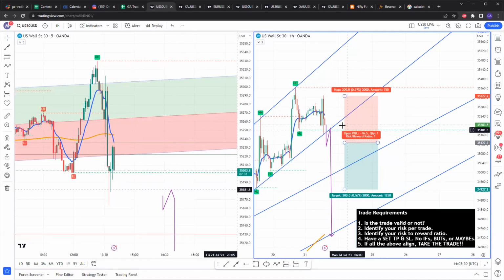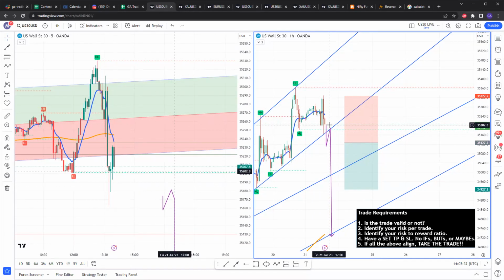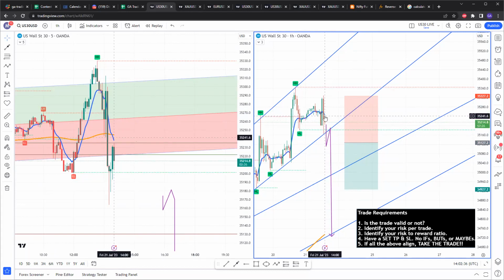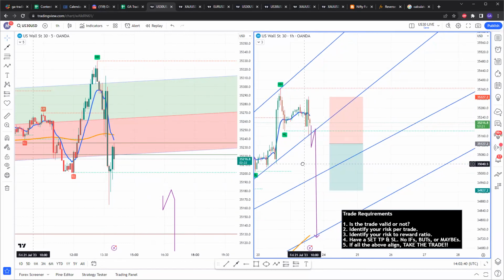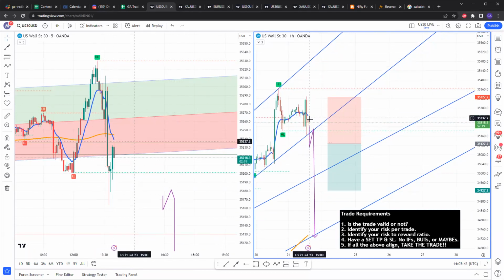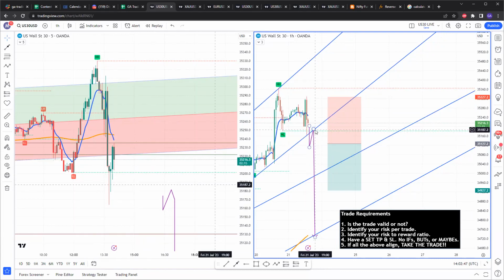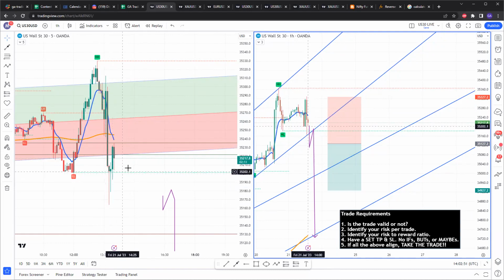So US 30, we closed above that high low, but you can see we still close below this 9 EMA. So this trade is still valid, but for that nice confirmation, we want an hourly candle to close below this trend line down here, which is why I was saying, for anybody looking for sells, this wasn't a good area to sell.